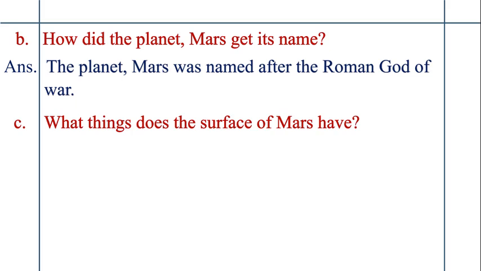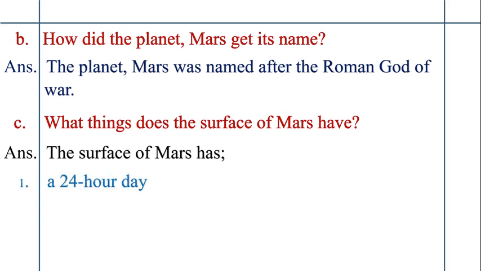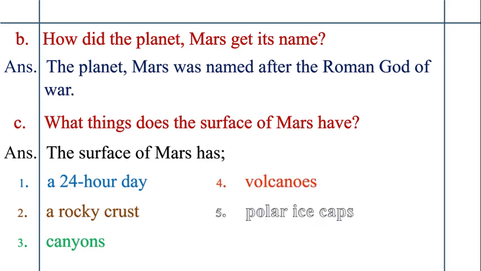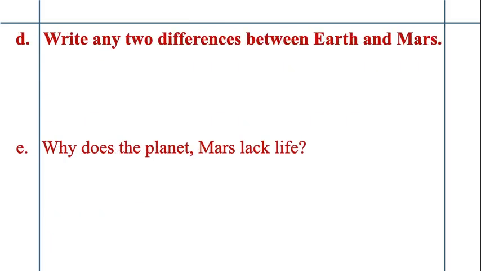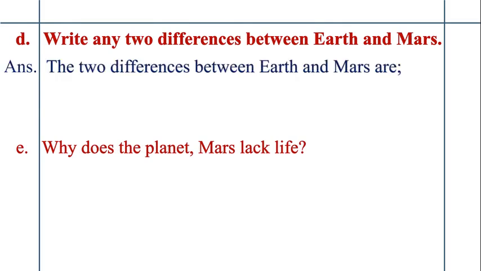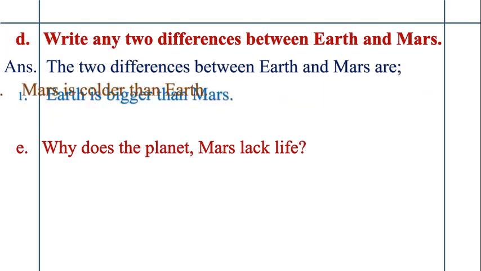Your third question, C, says, what things does the surface of Mars have? The surface of Mars has the same as the surface of Earth has: a 24-hour day, a rocky crust, canyons, volcanoes, and polar ice caps. One more important thing, seasons, don't forget that. Alright, your D question. Write any 2 differences between Earth and Mars. The 2 differences are, Earth is bigger than Mars and Mars is colder than Earth.